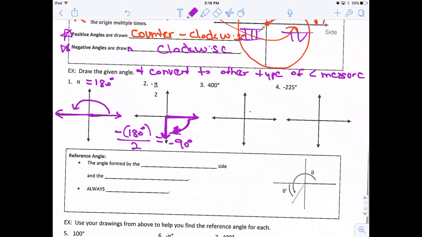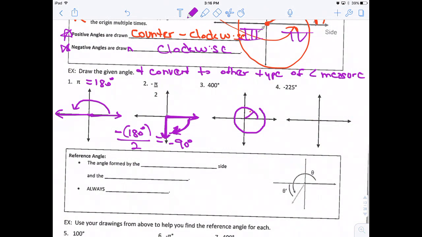400 degrees. Well, that's fun because as soon as you get over 360, then you get to rotate a lot. Now this is a positive angle, so we're going to start here. We're going over 90 degrees, 180 degrees, 270 degrees, and now we're at 360, and we're going a little bit more to get to 400.